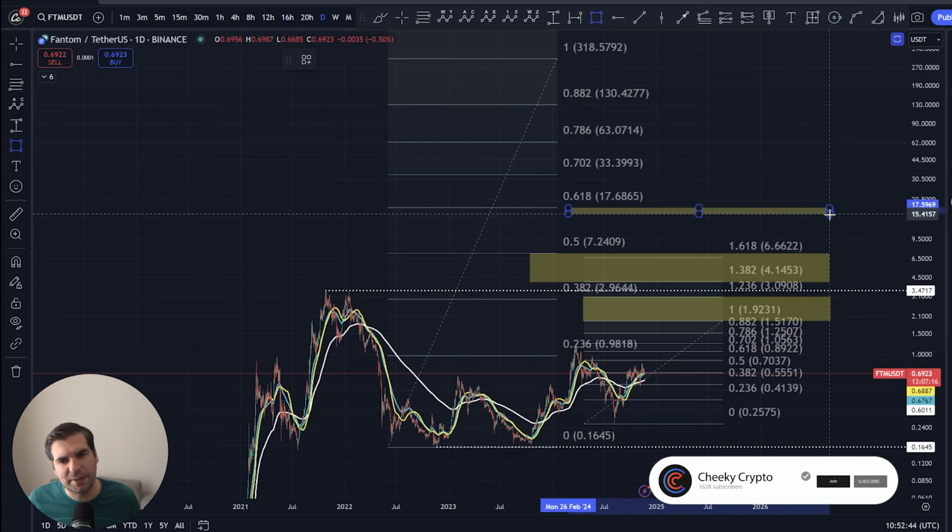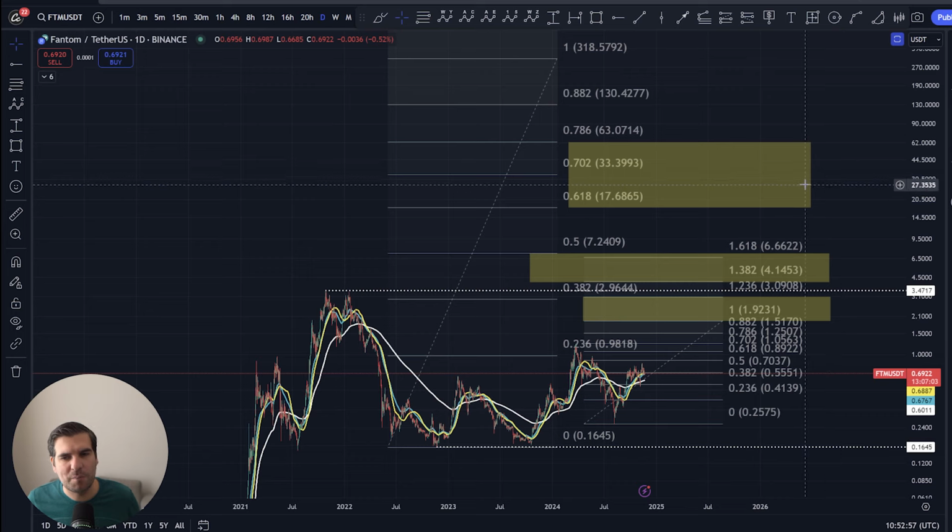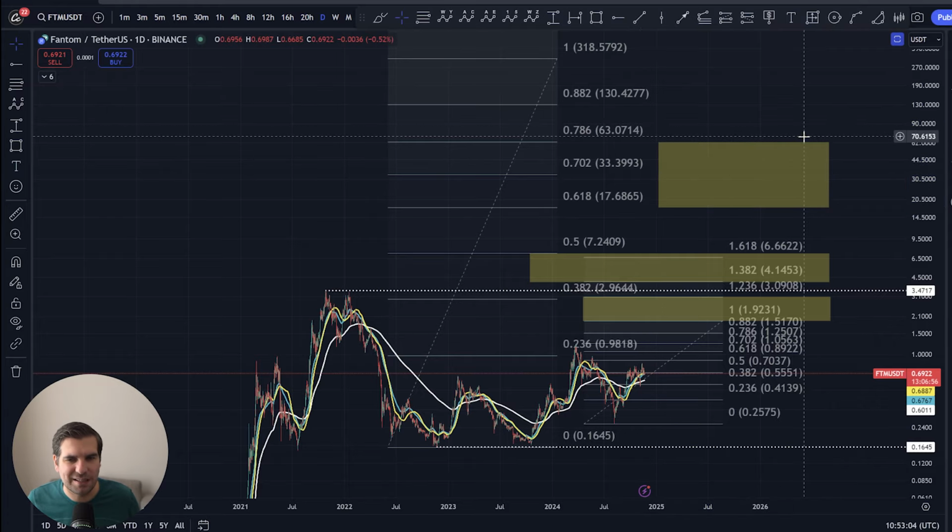The 0.618 comes in at $17.6865, and our 0.786 comes in at $63.07. Do I think these numbers are achievable? Yes. Do I think they're probable? No. Okay, what I mean by that is, yes, we could potentially get there under the right circumstances, but I don't think it's very probable, as in I don't think it's likely to happen.